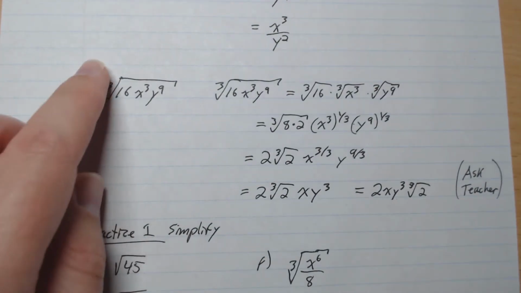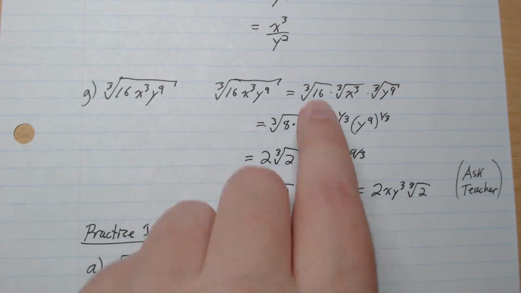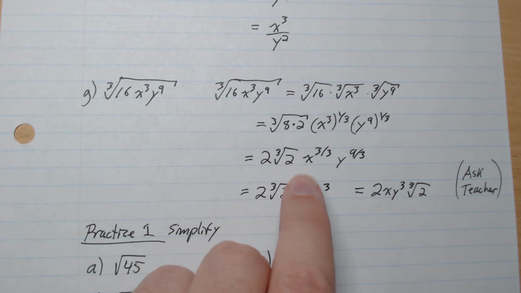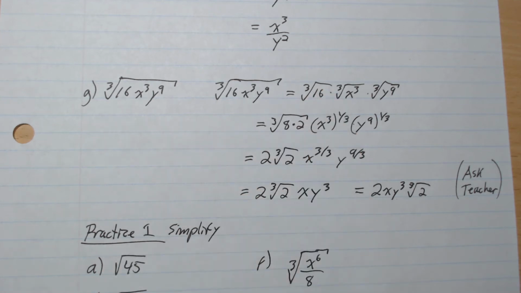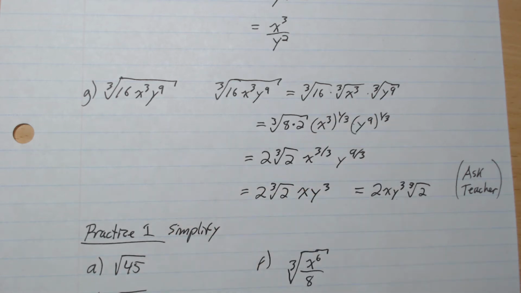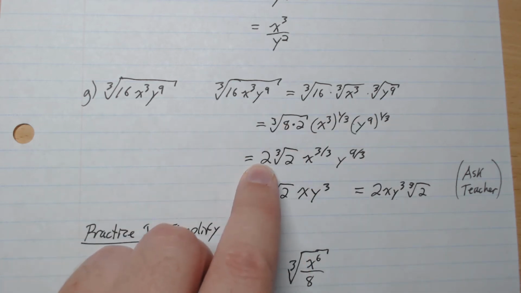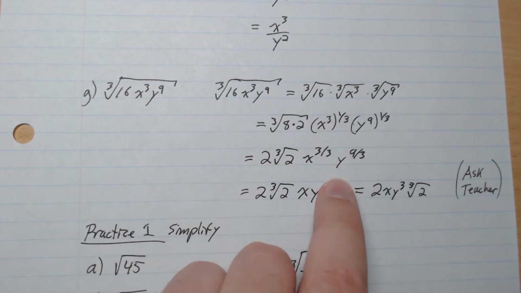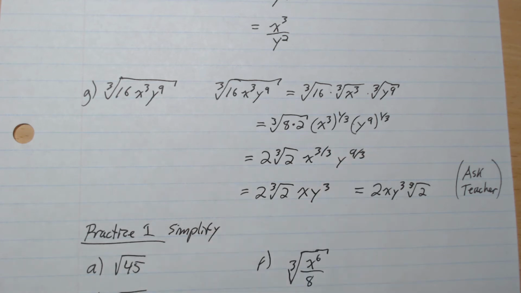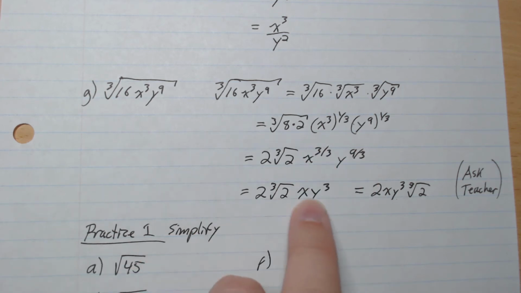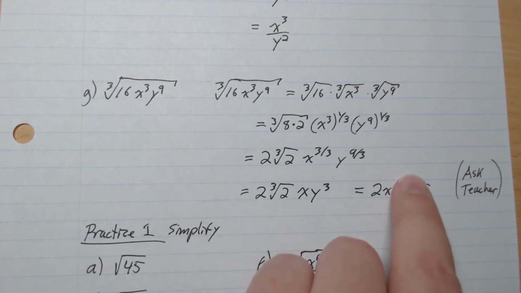Okay, G, cube root of this. So we're going to distribute the cube root to 16, x to the 3, and y to the 9. We're going to rewrite 16 as 8 times 2. Rewrite cube root as to the power of 1 over 3 for each. Cube root of 8 is 2. Cube root of 2 remains. Multiply gives x to the 3 over 3, and y to the 9 over 3. The 2 stays the same, cube root of 2 stays the same. This reduces to x, and this reduces to y cubed. And you can rewrite this as 2xy cube root of 2.